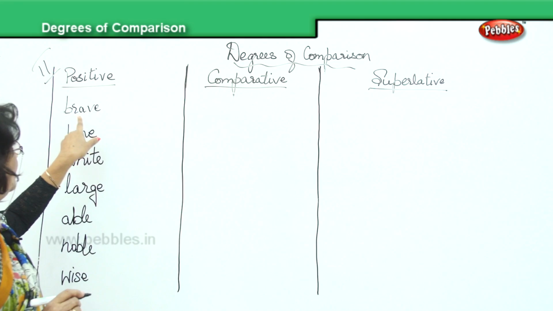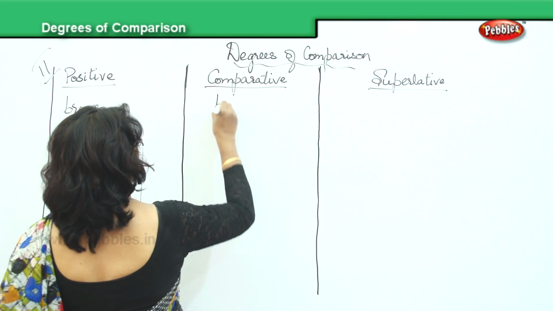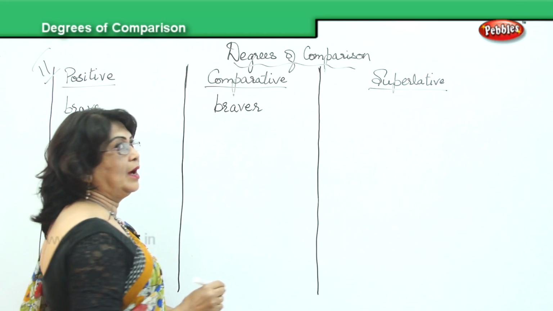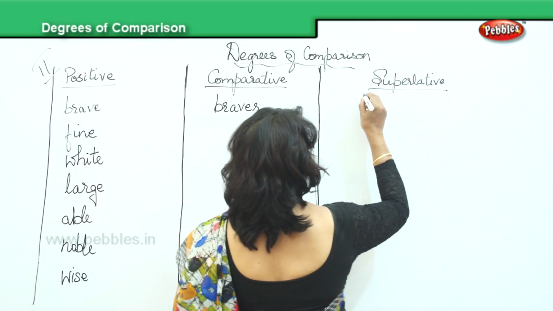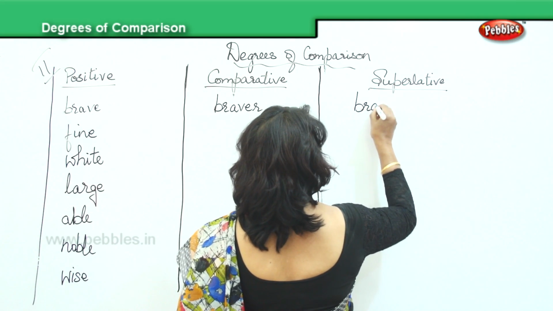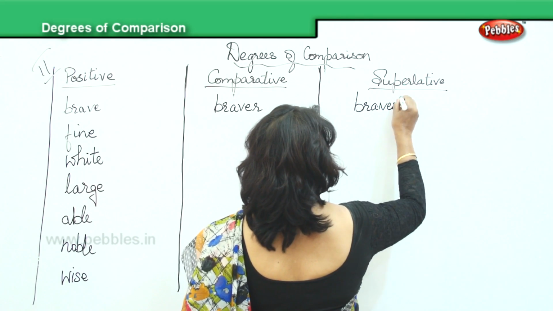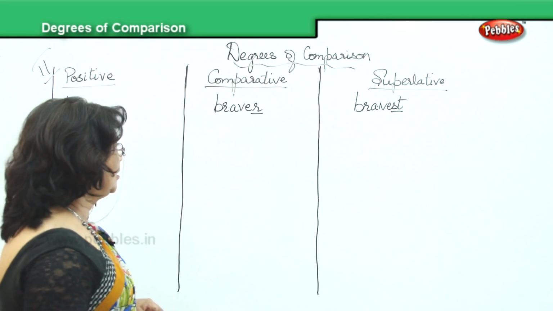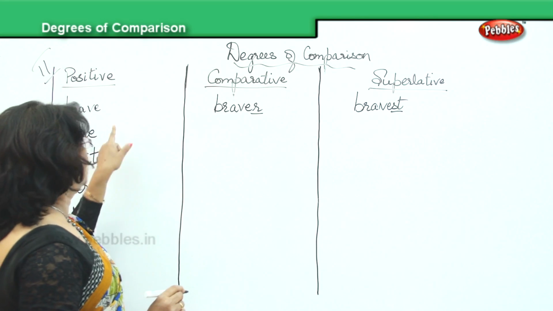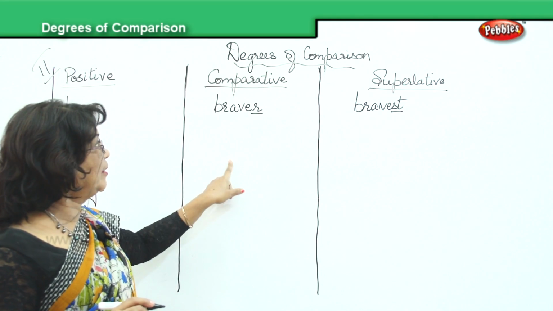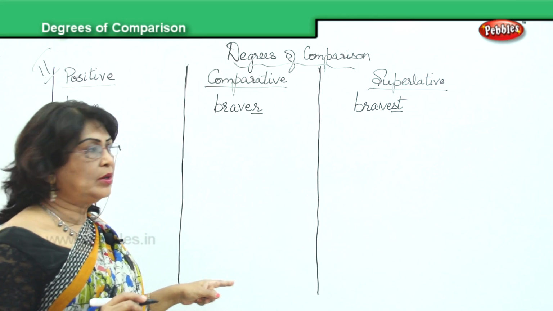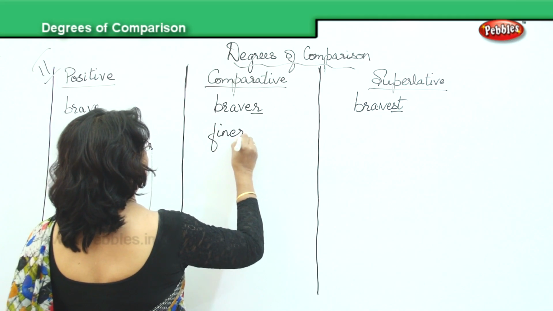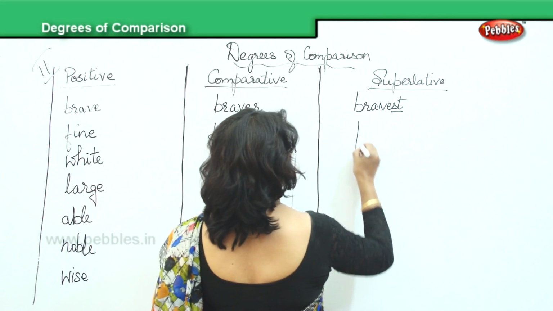Now, let us say brave, braver. It just adds one R, and the superlative will be bravest. It adds only ST. Do you understand this rule? Second rule: words ending in E take only R for comparative and ST for superlative. Fine, finer, and finest.